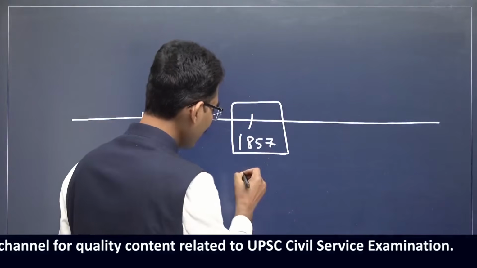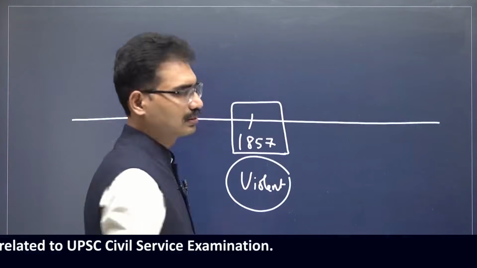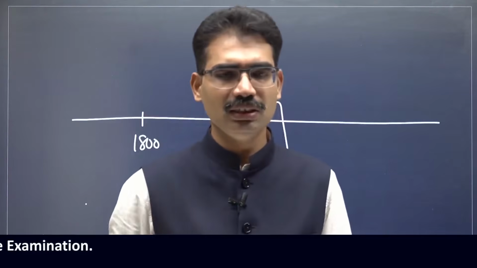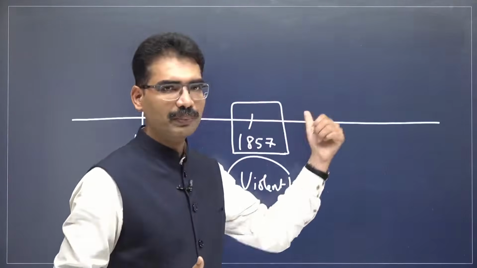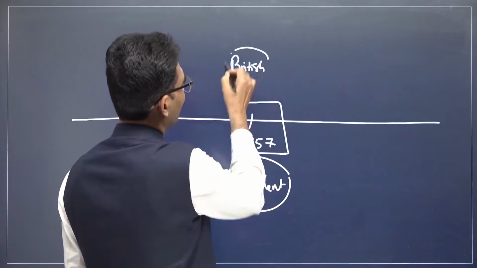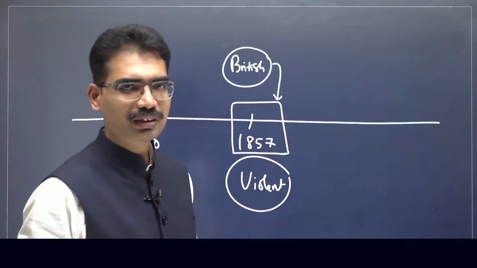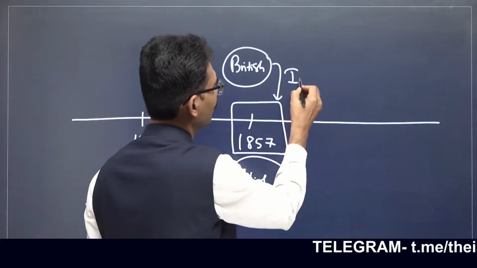Now, this was a violent one. When it comes to weapons, Indian weapons were less advanced. British weapons were advanced. That is why Indians were not able to win over the British. And another important element: who were the soldiers from the British side fighting these 1857 rebels? Again, they were also Indians only.